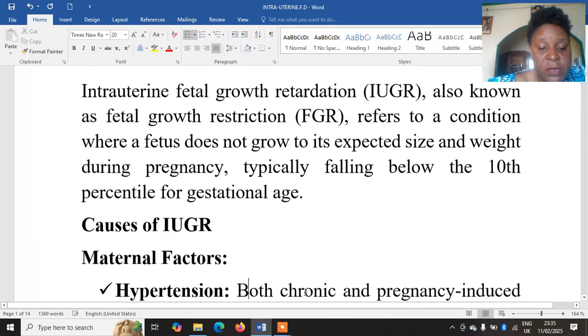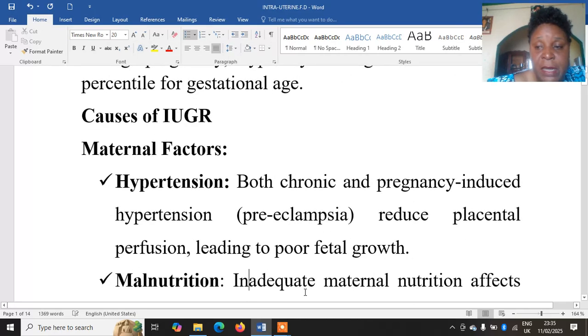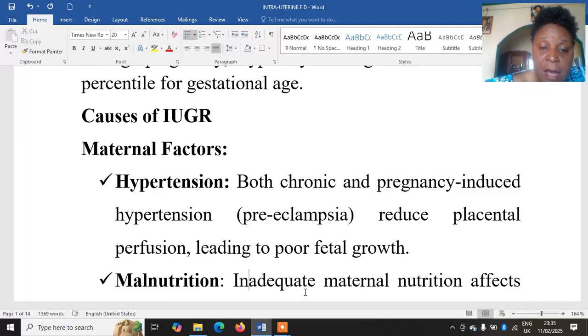What may be the causes of this? We may have both maternal and fetal factors. When we look at maternal factors, we can say hypertension. And when we talk of hypertension, both chronic and pregnancy-induced hypertension or preeclampsia reduce the placental perfusion, leading to poor fetal growth. How this comes about?